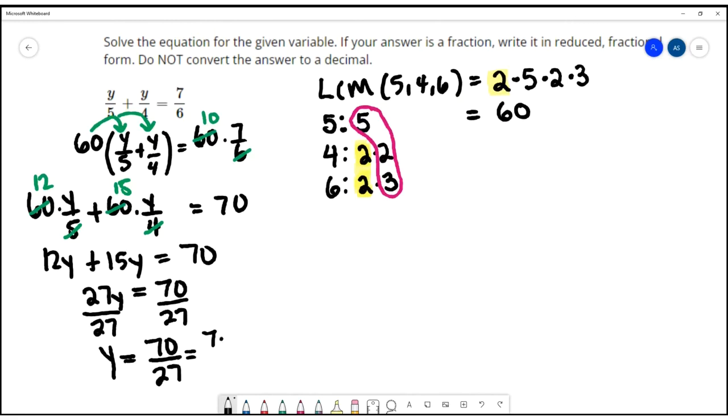70 has factors of 7 times 2 times 5. 27 is 3 times 3 times 3. There are no common factors, so the solution here is 70 over 27.